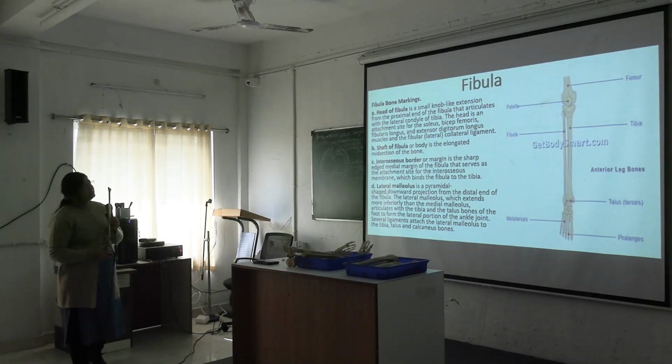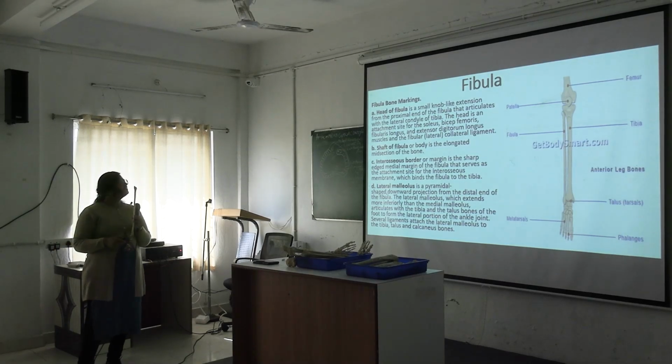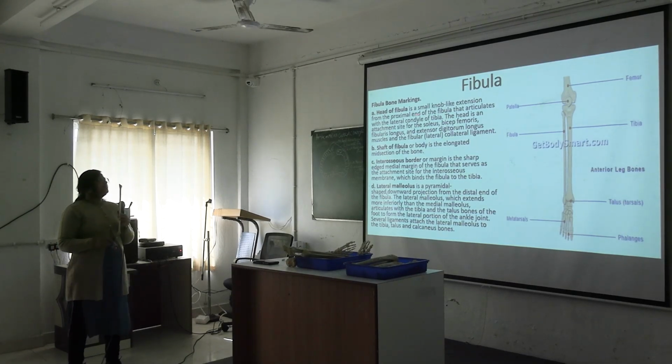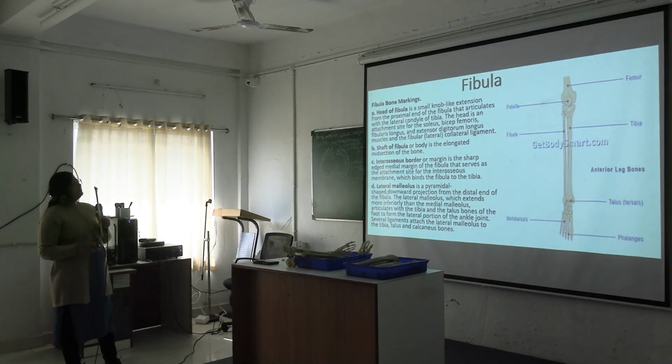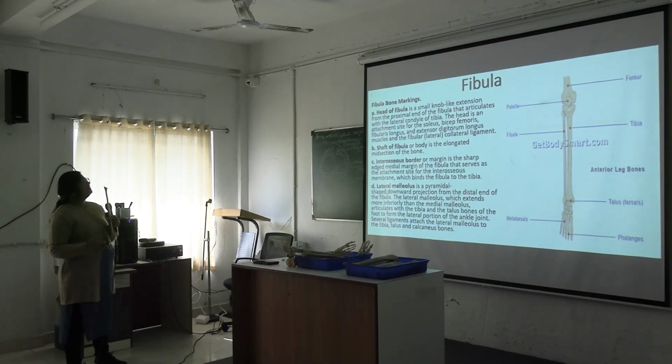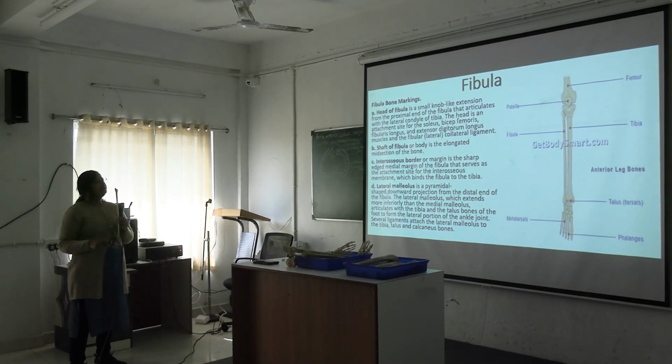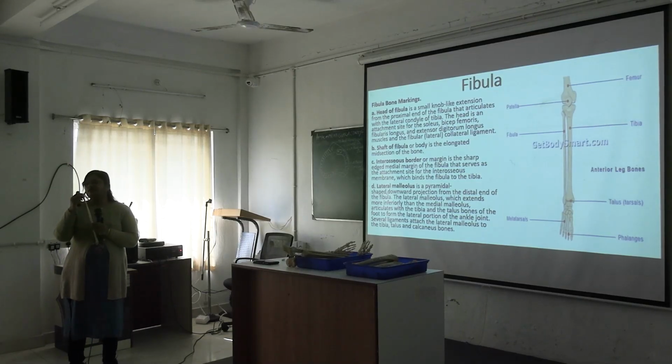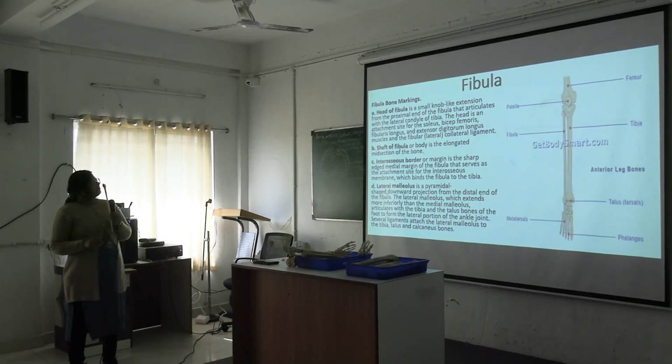So we will discuss the presenting parts in detail. First, the head of the fibula. It is a small knob-like extension from the proximal end of the fibula and that articulates with the lateral condyle of the tibia. This part is the head, knob-like.